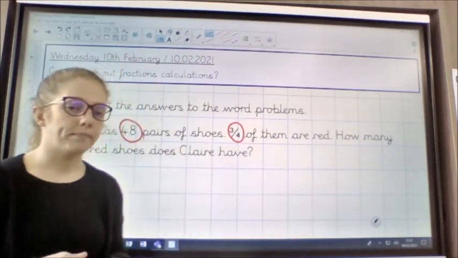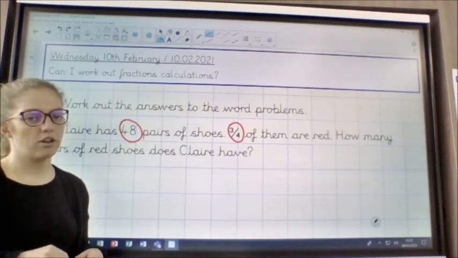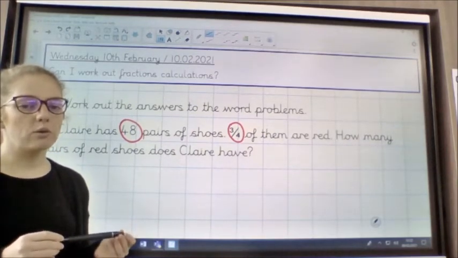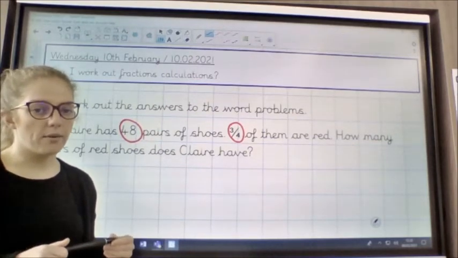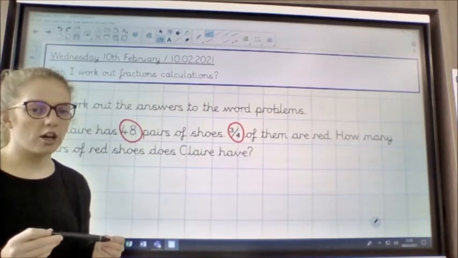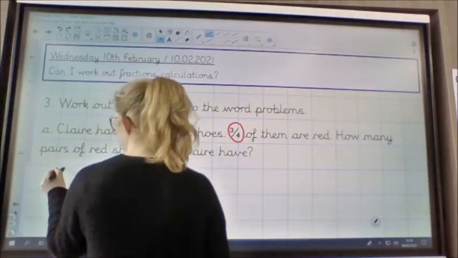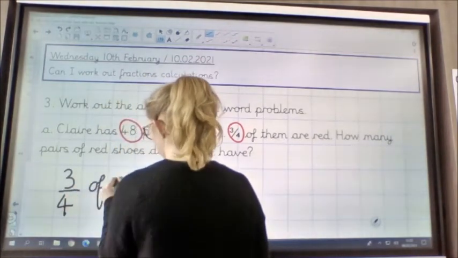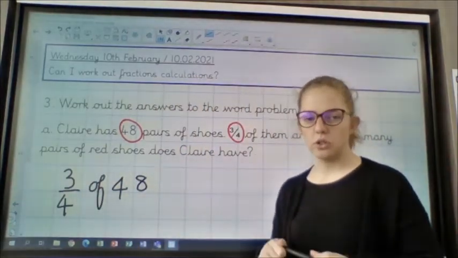Okay, so I've taken the first one, which we're going to do together, and then I want you to have a go at 2 and 3 on your own. So it says Claire has 48 pairs of shoes, 3/4 of them are red. How many pairs of red shoes does Claire have? So I'm going to rewrite my fraction calculation just so it's easier for me to see the key bits of information. So straight away I can see that I'm finding 3/4 of 48.